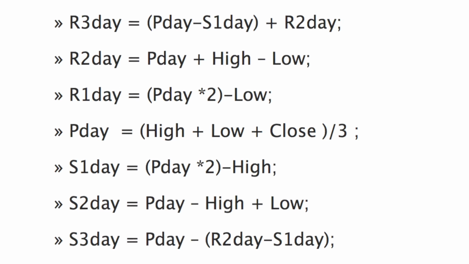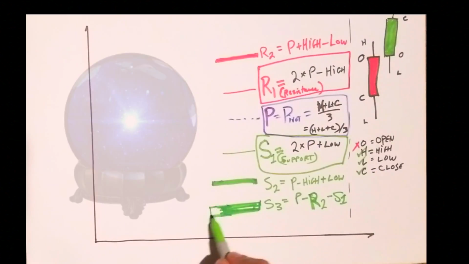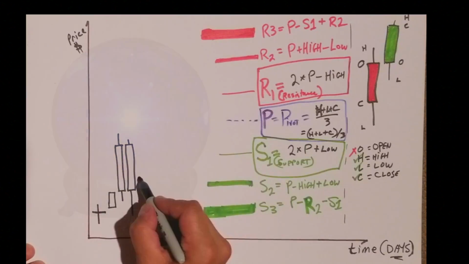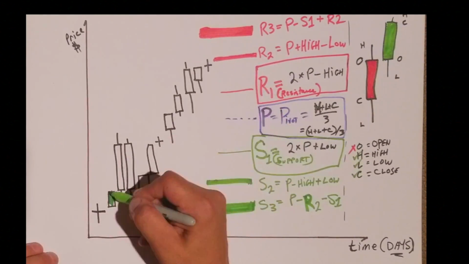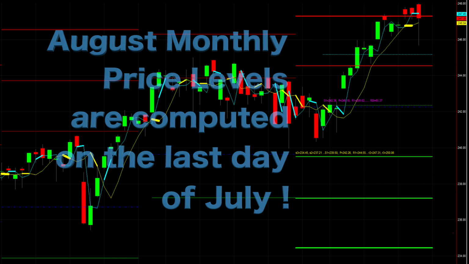The reason these numbers are important and almost magical is because they supply a sort of crystal ball for the markets. You see, as the daily candlesticks are being recorded for, say, the month of July 2017, by July 31st, at the end of the month, the support and resistance levels for August are already known. This is why they call it predictive analysis.